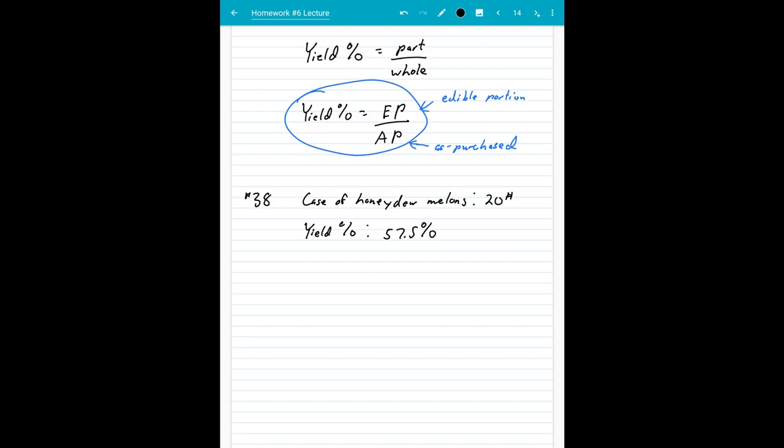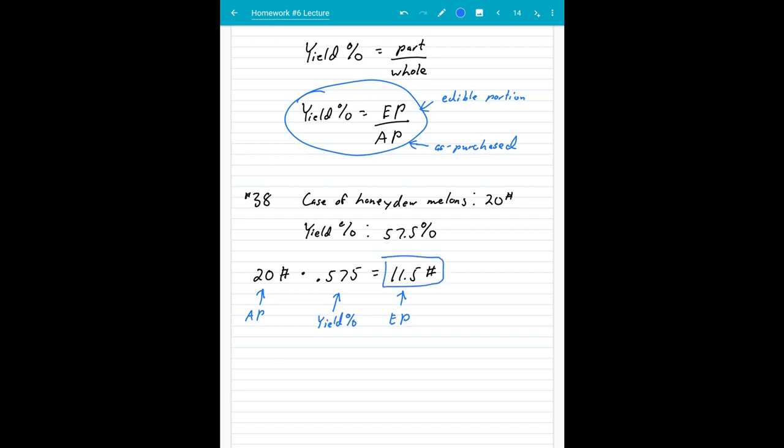So the yield percentage is saying it will yield 57.5%. So what you can do in order to figure that out is you'll multiply it. Yield percentage is 57.5% of, there's that word, of 20 pounds. So you'll say 20 pounds, I'll write the pound symbol a little larger, pounds times 0.575. And that gives us 11.5 pounds of edible melon. So this right here would be our AP. This is our yield percentage. And right here, that comes out to our edible portion. So 11.5 is our answer.